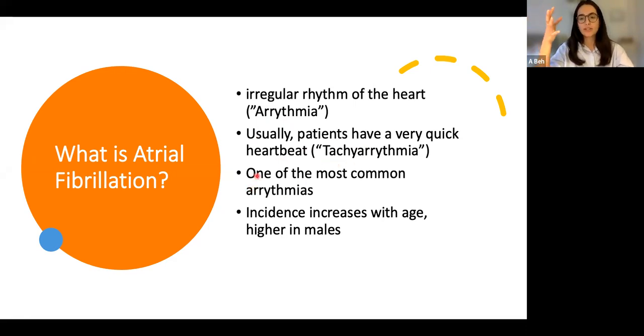And atrial fibrillation is one of the most common arrhythmias. So you have to know there are several kinds of arrhythmias. Some are with a quick heartbeat, some are with a slow heartbeat. And atrial fibrillation is one with a very quick heartbeat and is one of the most common ones. The incidence increases with age, so it's more likely in the elderly people and is higher in males.